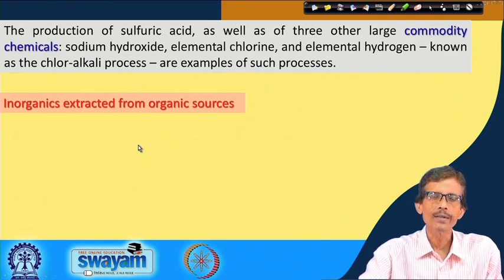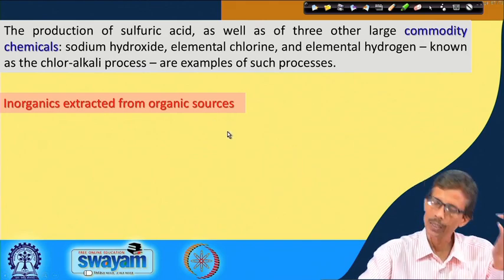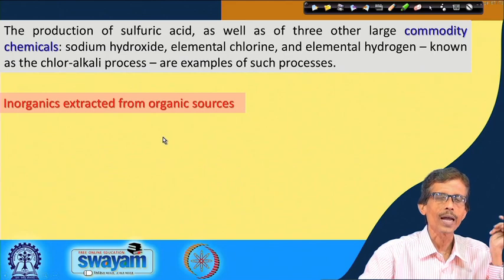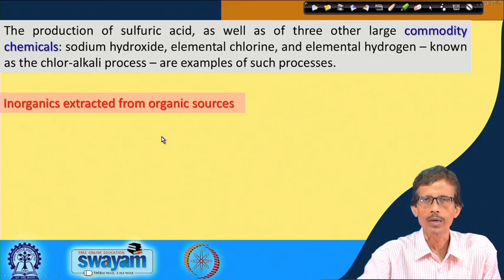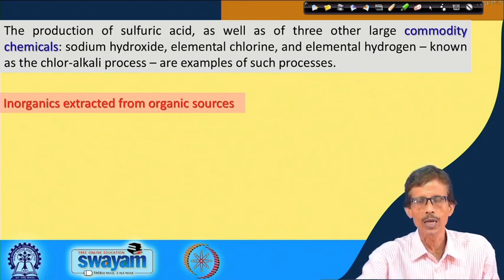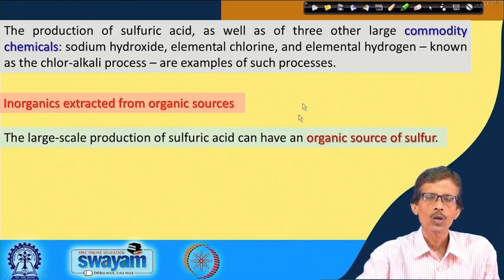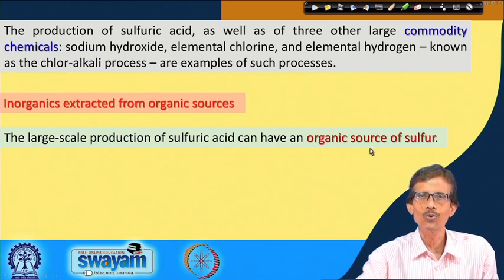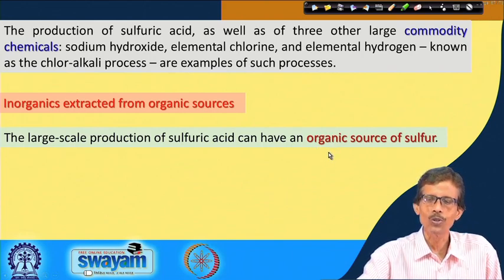In some other cases, we can get inorganic compounds extracted from organic sources. So, how can we convert it? That is a very important thing, whether we go from inorganic material to organic material, or organic material is utilized for making some useful inorganic compound. We have seen that sulfur can be considered a typical organic source, which is debatable, definitely, and we can consider it an inorganic source also.